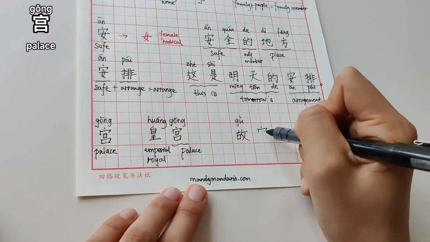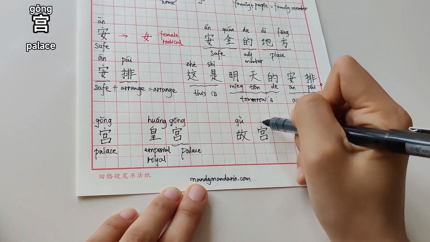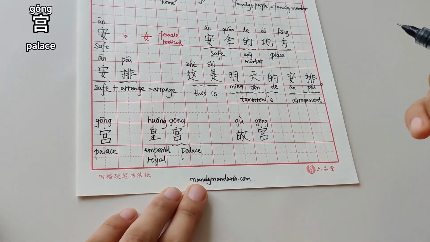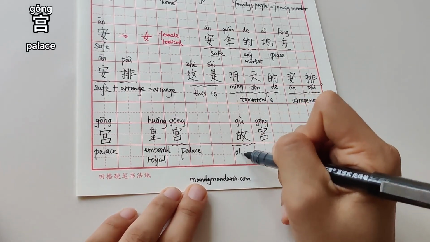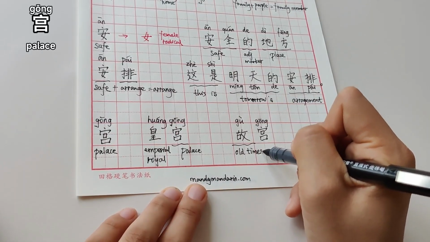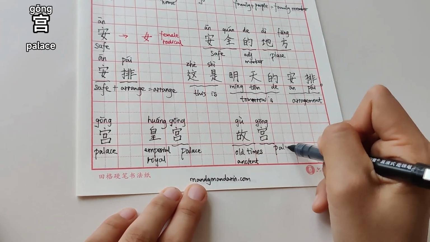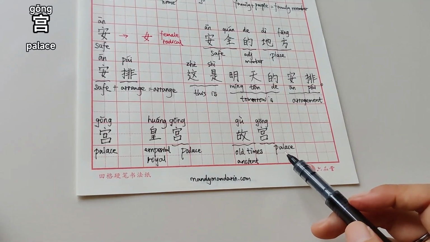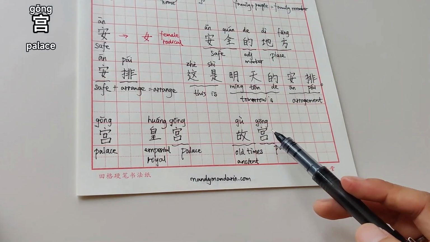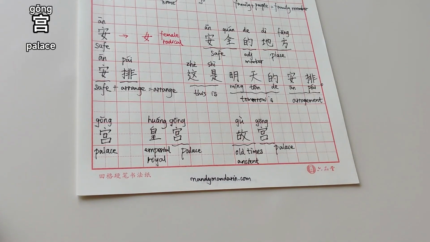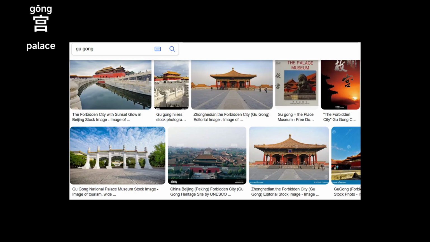故宫. The gu could mean old time or ancient. The gong means palace. So the ancient palace, the name 故宫, specifically refers to the Forbidden City in China. If you're going to visit Beijing, the Forbidden City, which in Chinese is 故宫, is definitely a great place to visit. And now you know the Chinese name for the Forbidden City.